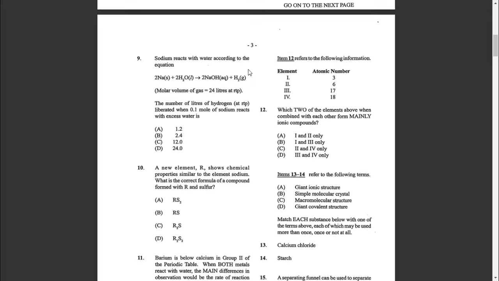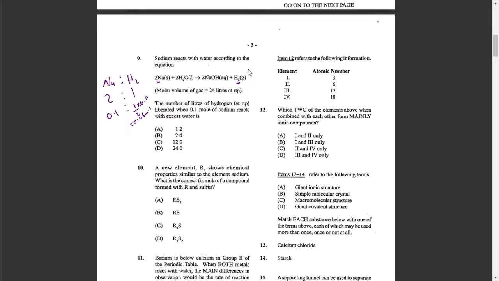So we want to find out the amount of hydrogen gas liberated. So let us look at the mole ratio. What were we given? We were given 0.1 mole of sodium. So let us look at the mole ratio between sodium and hydrogen, and it's a 2-to-1 mole ratio. Sodium to hydrogen gas, it's 2-to-1. And if 0.1 mole of sodium was used, then what mole of hydrogen gas was produced? That would be 1/2 multiplied by 0.1, which is equal to 0.05 moles of hydrogen gas produced.